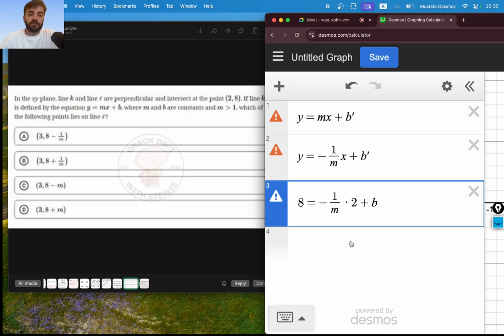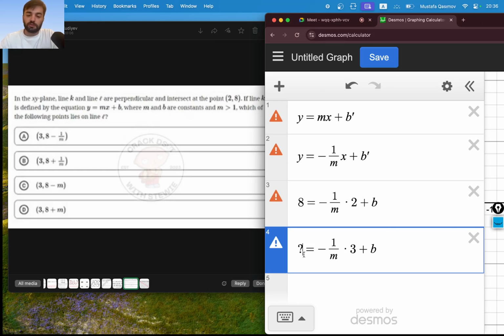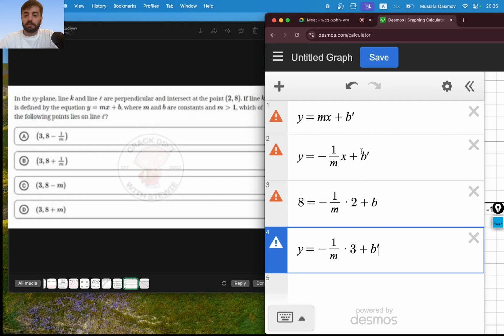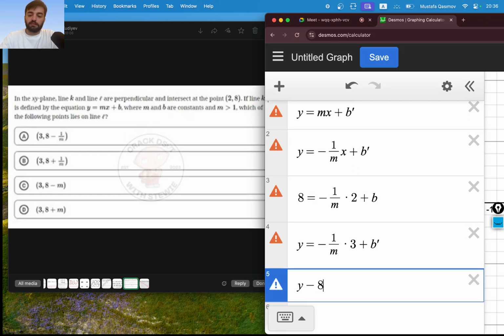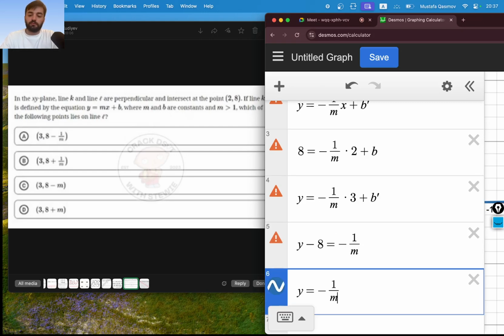Then when you write here 3 and question mark, let's say, it will be like this. Then from here you have to find the value of this question mark, let's say, or let's write y. Let's subtract it. It will be like this. Y minus 8 is equal to negative 1 over m. And y is equal to negative 1 over m, x, I think. No, not x. Plus 8. And this is the answer. Is it clear? Yes. Okay.